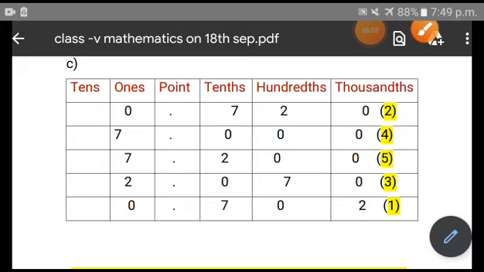Alright children. So you are going to listen to the explanation from the video properly and then work out the given sums in your classwork notebook.